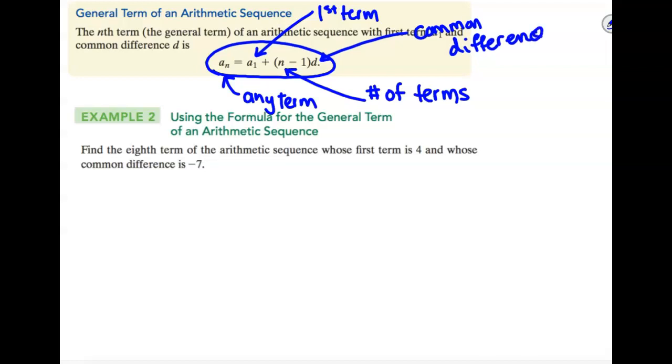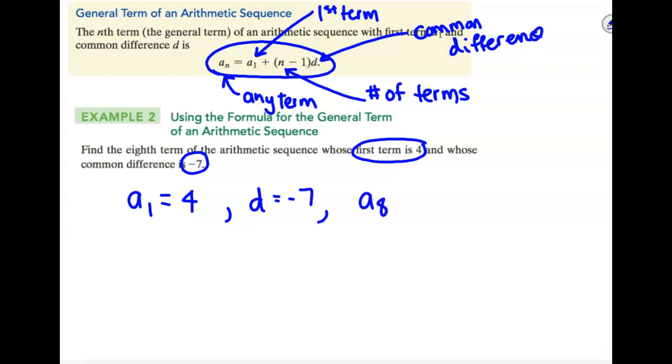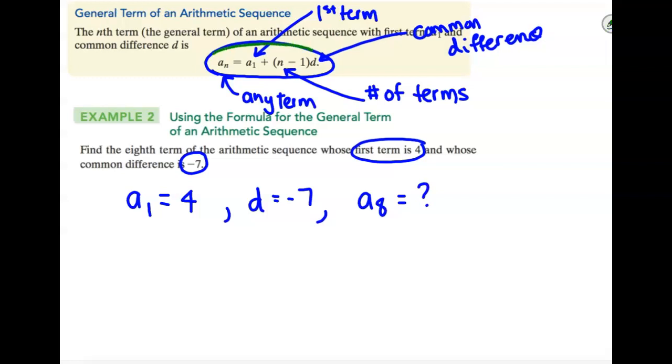Okay. So example 2, using the formula for the general term, find the 8th term of the arithmetic sequence whose first term is 4 and whose common difference is -7. So first term is 4, so I'm going to write that down. So term 1 is 4. The common difference, d, is -7. And what we want to do is find out what is the value of this 8th term.